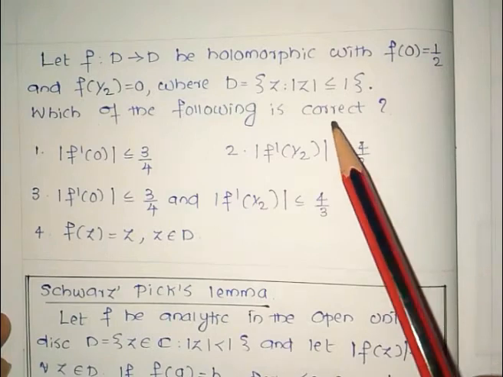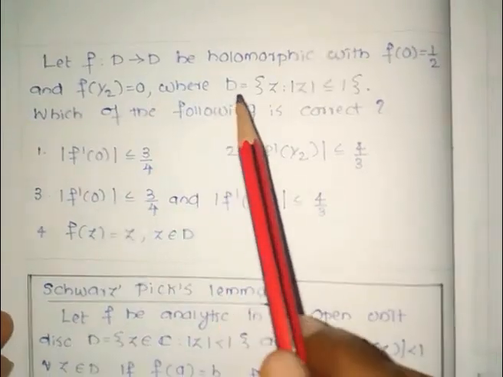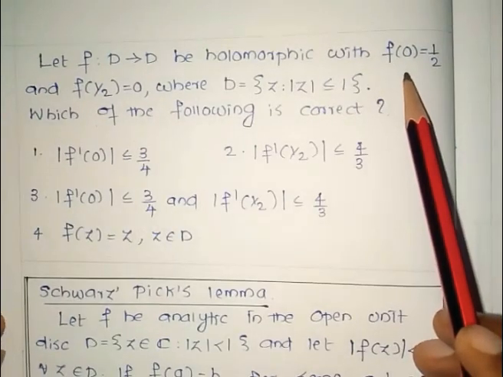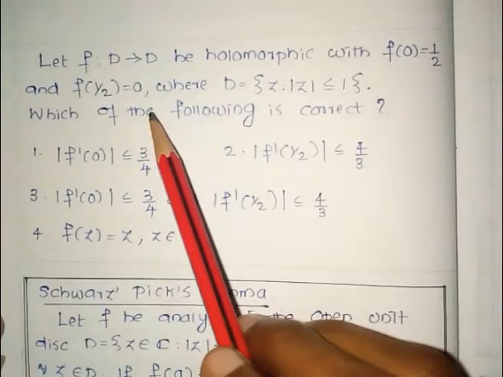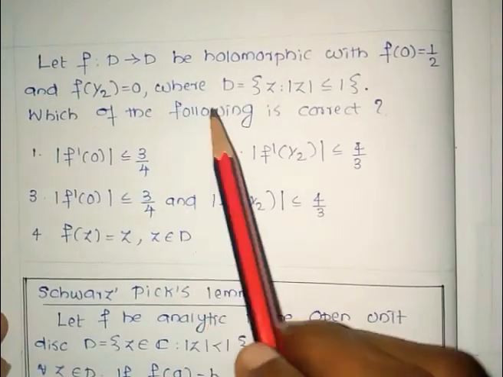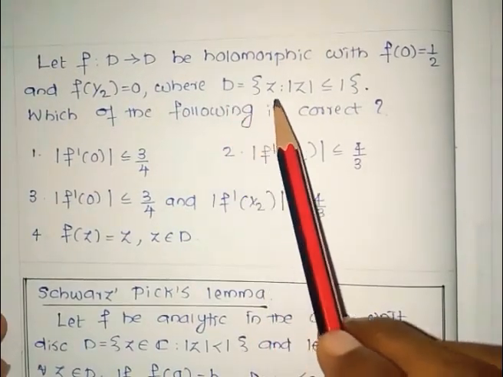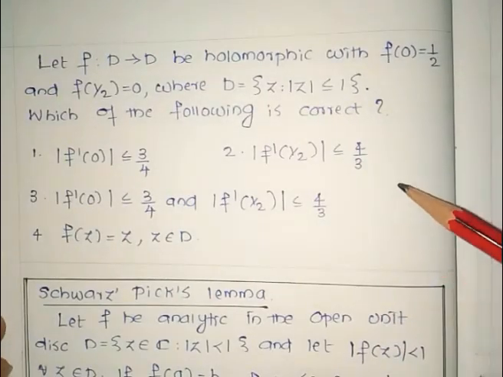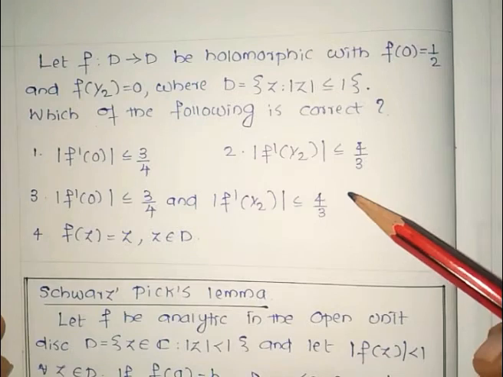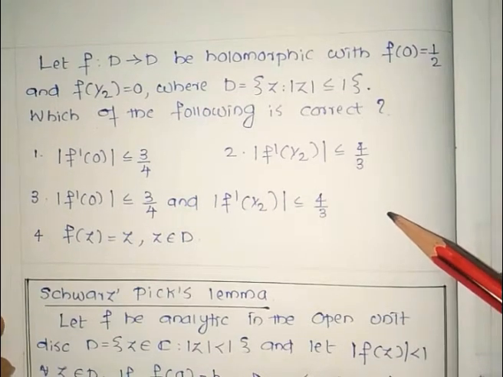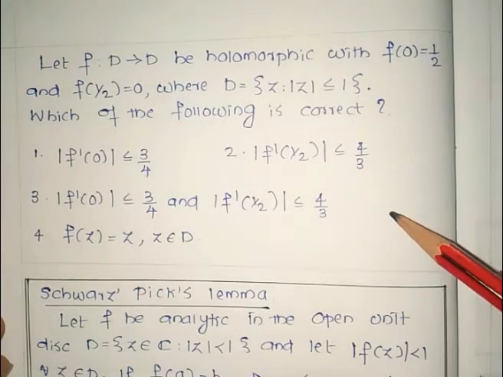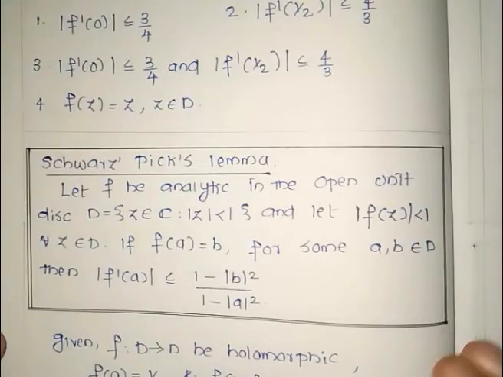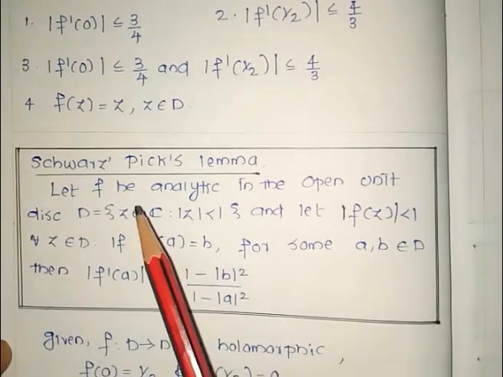So we are given that f from D to D is a holomorphic function satisfying the conditions f(0) = 1/2 and f(1/2) = 0, and D is the set of all z such that |z| ≤ 1. Now we want to pick the correct statement from these options. This question is just an application of the Schwarz-Pick lemma. So we have to know what the Schwarz-Pick lemma is. Let me state that lemma.